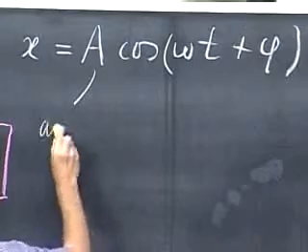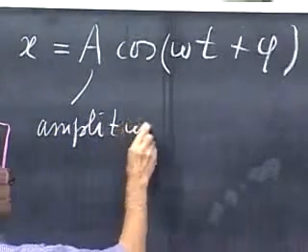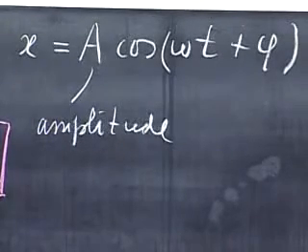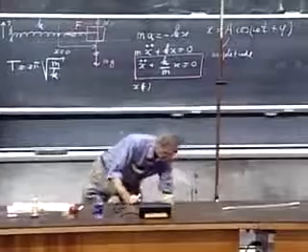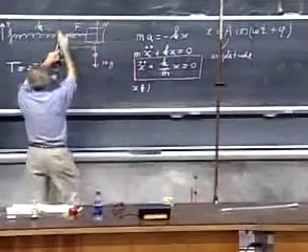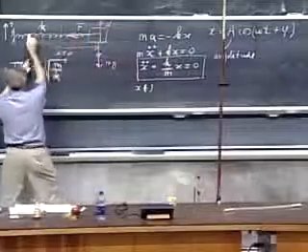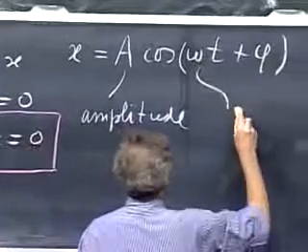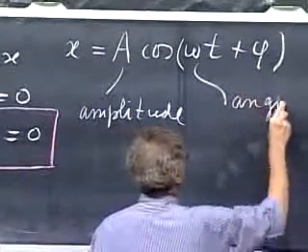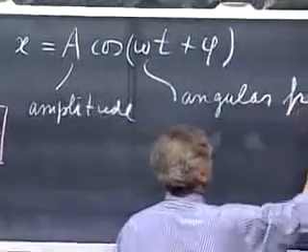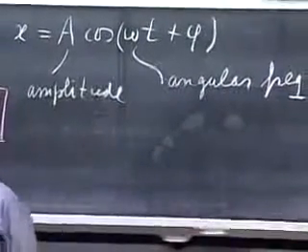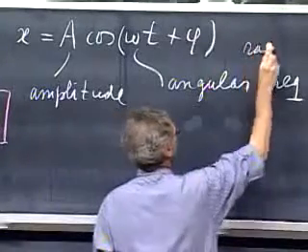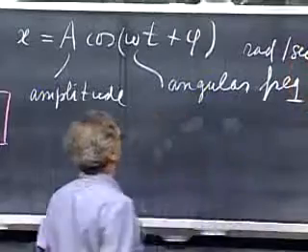This A we call the amplitude. Notice the cosine function, the highest value is +1 and the lowest value is -1. So the amplitude indicates the farthest displacement from 0. On this side would be +A, and on this side would be -A. So that's in meters. This omega we call the angular frequency. Don't confuse it with angular velocity. We call it angular frequency, and the units are the same. The units are in radians per second, the same as angular velocity.